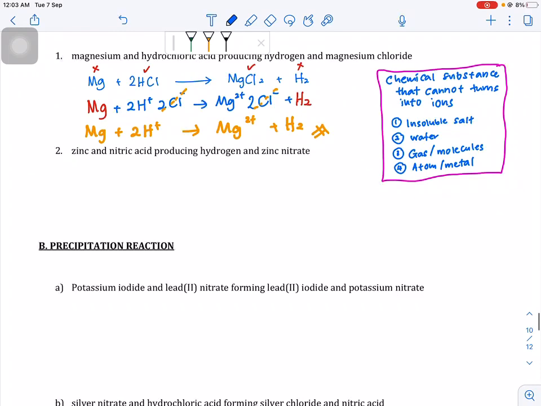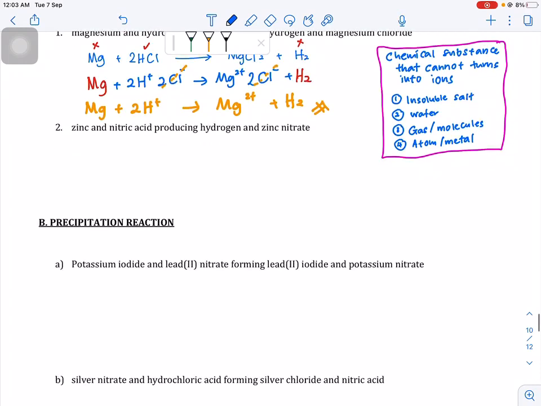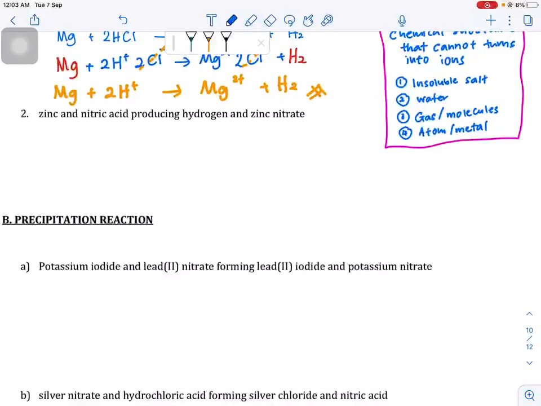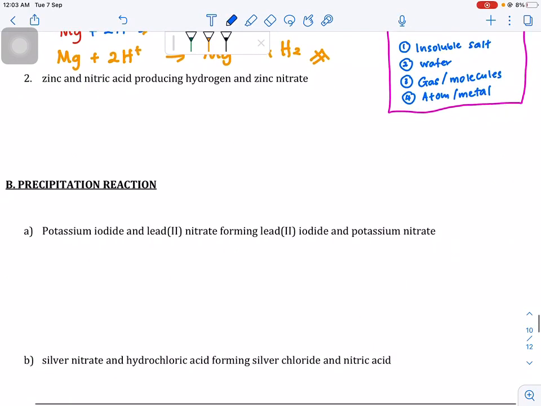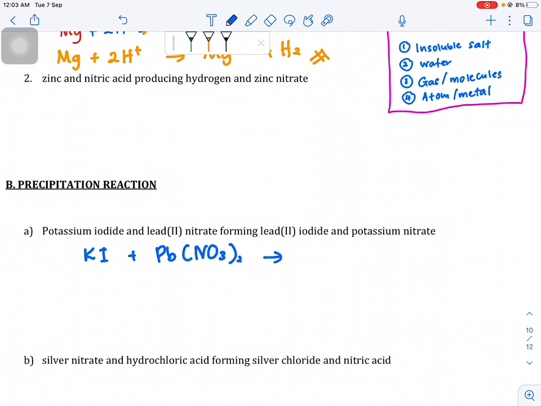So, I'll show you another reaction, which is precipitation reaction. So, the first step to write the ionic equation, we must write the chemical equation first. Chemical equation is potassium iodide react with lead(II) nitrate. The product is lead(II) iodide and potassium nitrate. Check and balance it. So 2 here, 2.